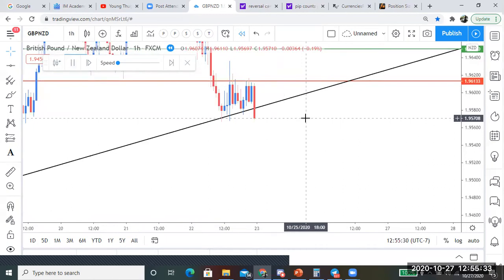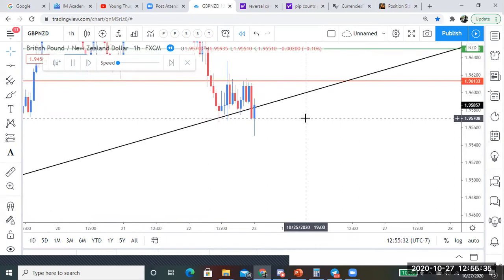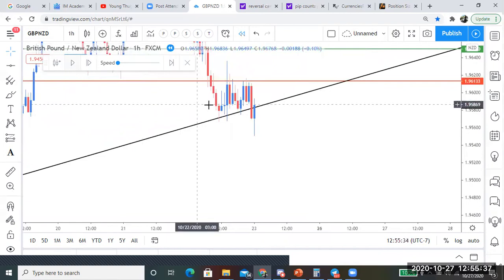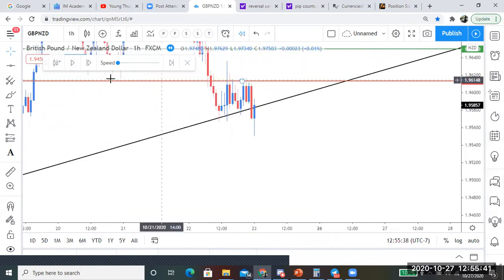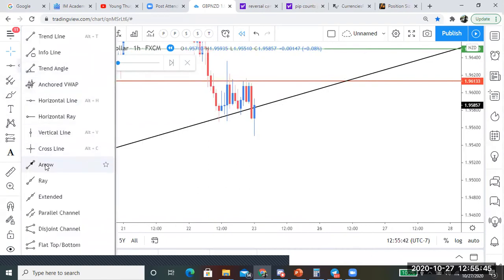All right, let's see what happens next. Boom. That's our retest, guys. That is your retest, I'm telling you. So boom, you waited for it to drop. Let's go ahead and throw some arrows on here.